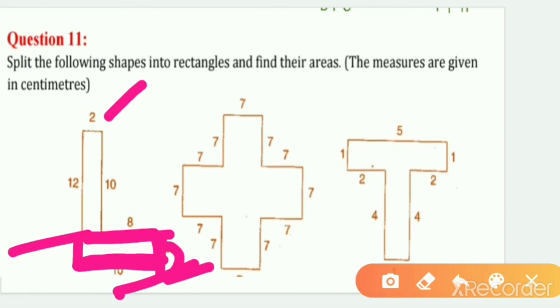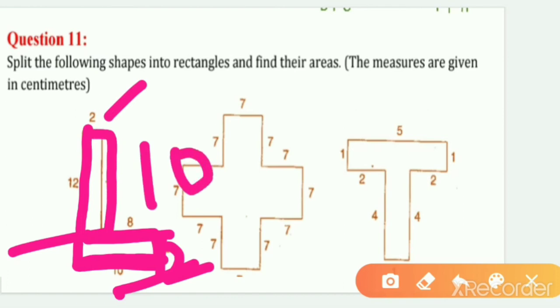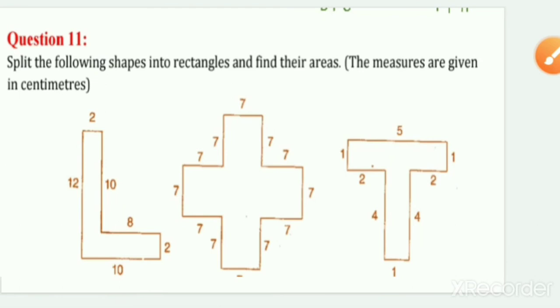So we have length and breadth, and it is already told that this much is 10 centimeter. 12 is the complete side, and half, this much, is 10 centimeter already given. So 10 into 2 here and again here also 10 into 2, it is 40. So the total is 40 centimeter square.